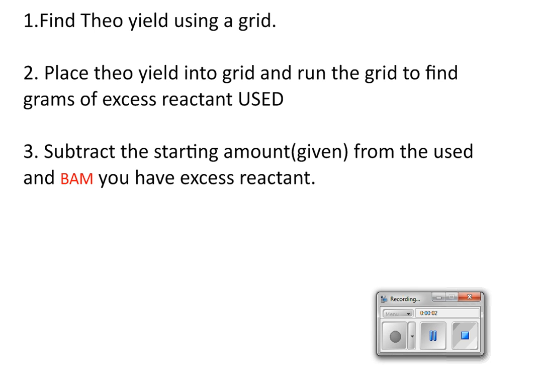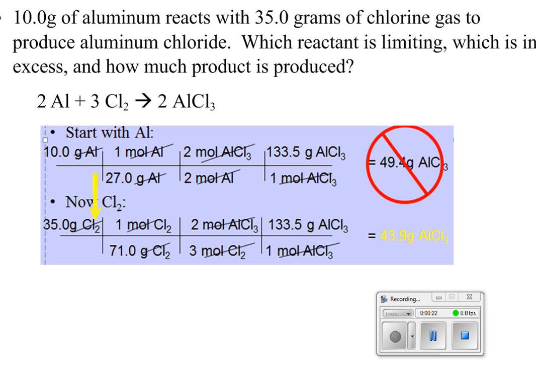Alright, so in this video I'm going to teach you how to calculate the amount of an excess reactant. Previously, up to this point, we learned how to use a grid to stoichiometrically find a theoretical yield, and that's a big word. So now we're going to find an excess reactant. Basically, finding theoretical yield using a grid, we've done this in class. In fact, this is the same problem we did in class.